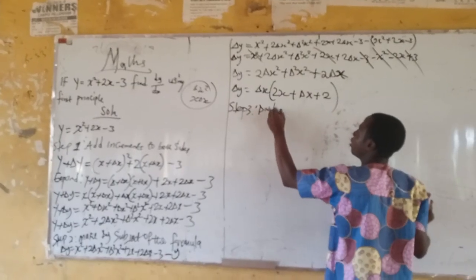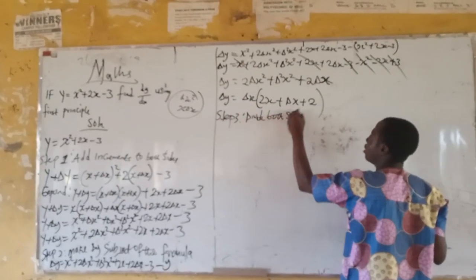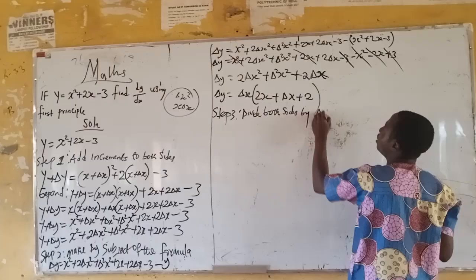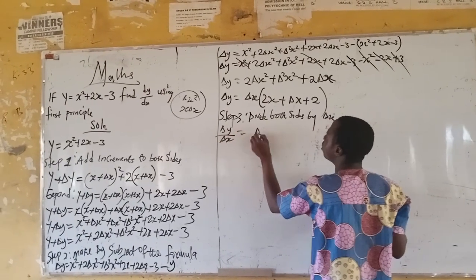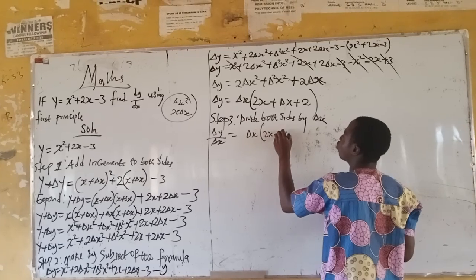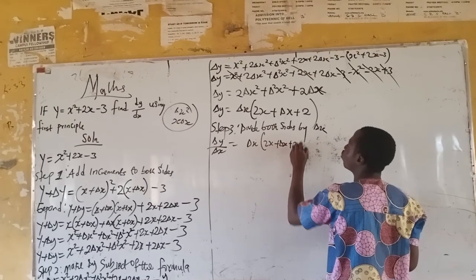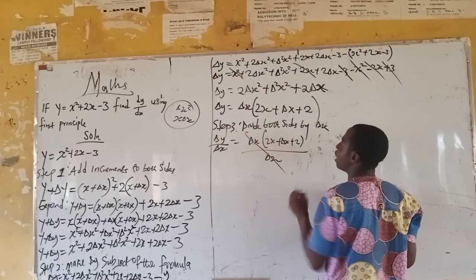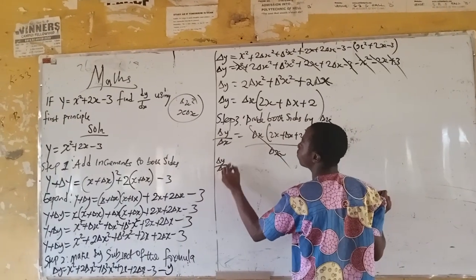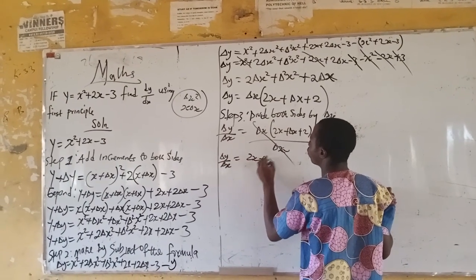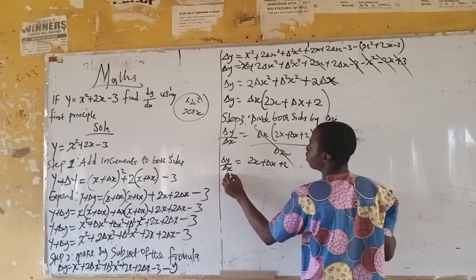You will divide both sides by delta x, which is going to be what? You have delta y over delta x equals to what? Delta x into 2x plus delta x plus 2, all over delta x. So that this delta x will cancel delta x. So I left what? You have delta y over delta x equals to 2x plus delta x plus 2. Step 4.